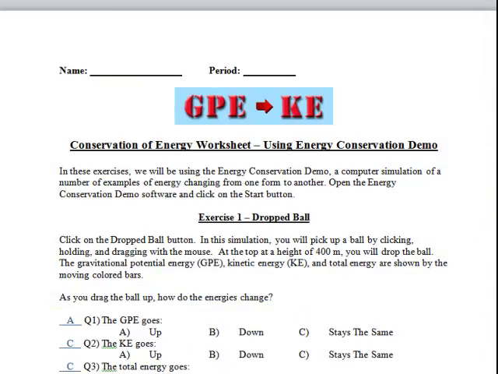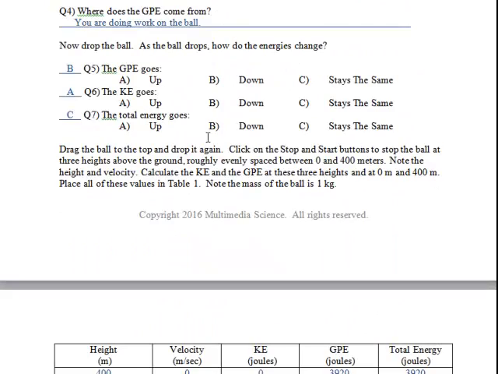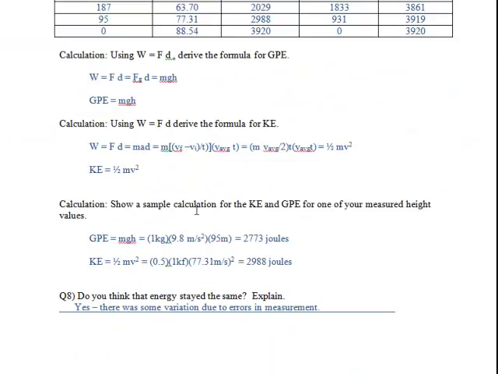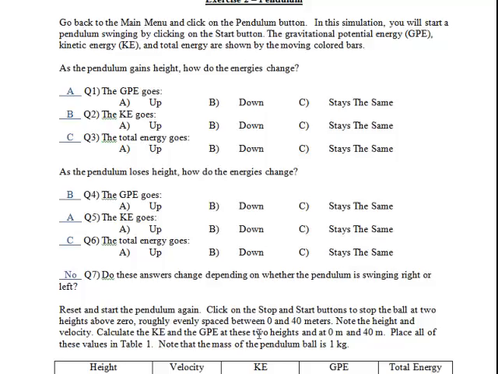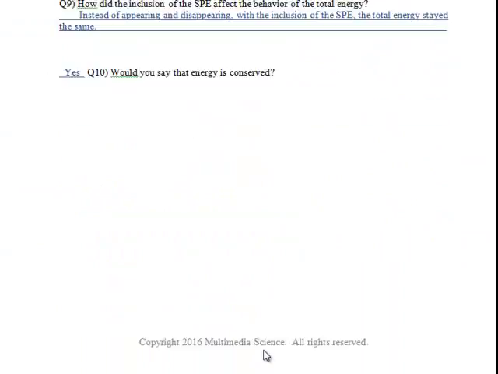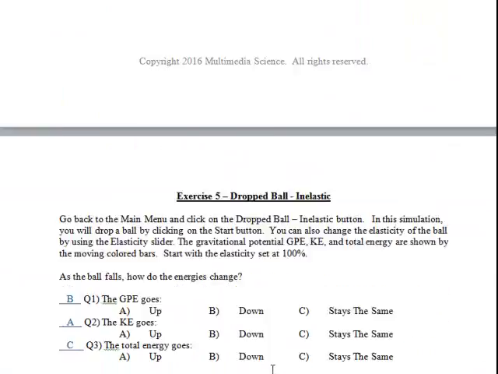Here's the answer key to the student worksheet, where for each of the exercises they have to do a number of calculations. They have to answer a number of questions. They need to show their work, and you can hand this out with a simulation that has no numbers, so that the students have to do all the calculations.